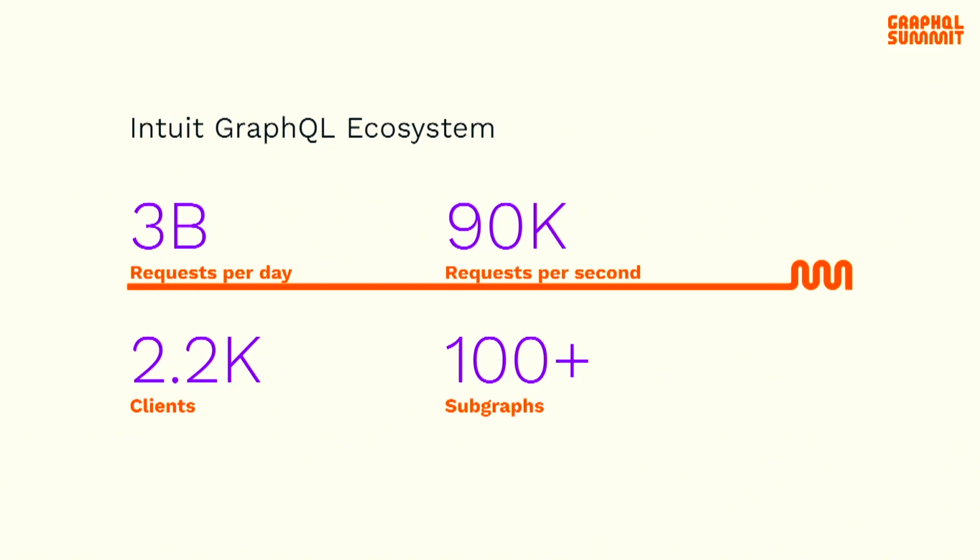So let's see some metrics for the GraphQL API ecosystem at Intuit. Most of Intuit's API traffic is REST, but we are steadily seeing GraphQL API traffic increasing. Today, we see around 90K requests per second for all GraphQL APIs at Intuit. And we have 2K plus clients and 100 plus subgraphs.